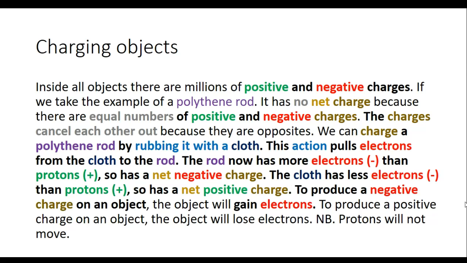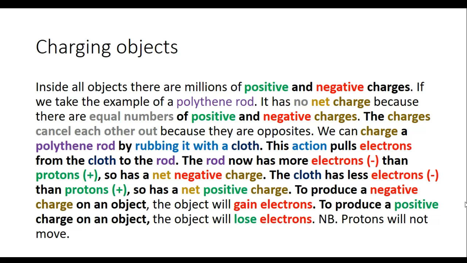To produce a negative charge on an object, the object needs to gain electrons. It needs to gain more of that negative charge. To produce a positive charge on an object, it will need to lose electrons. So lessen that negative charge, but protons do not move.